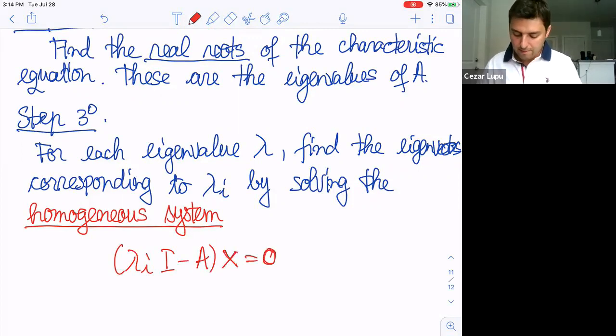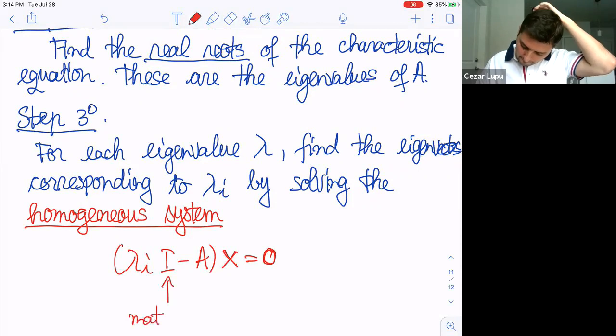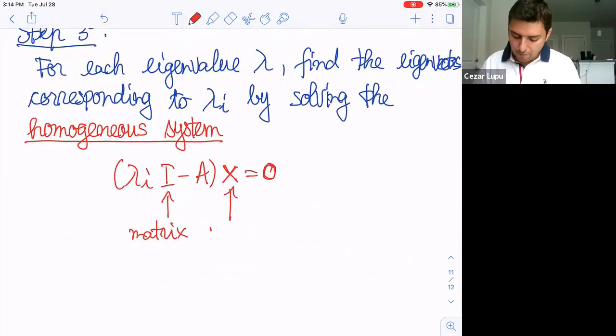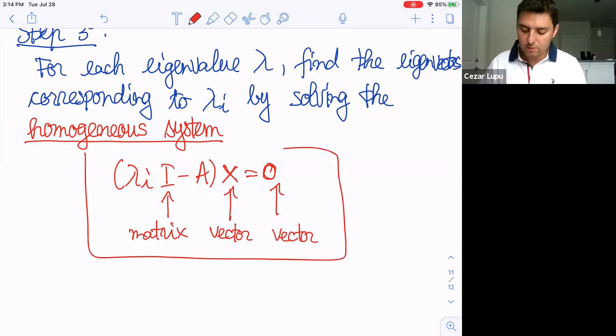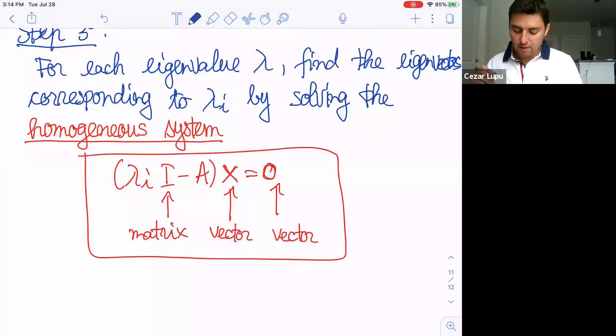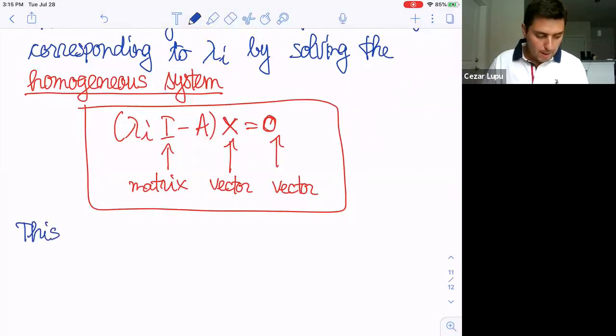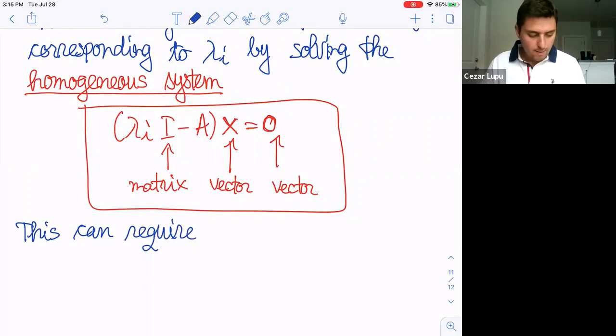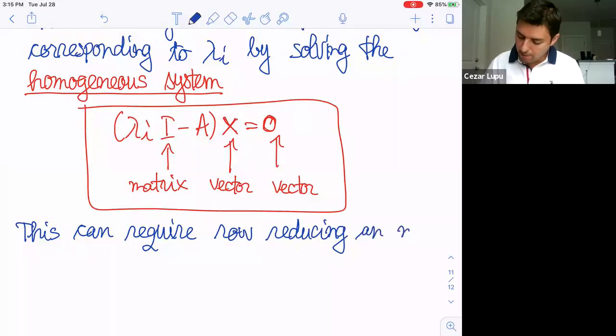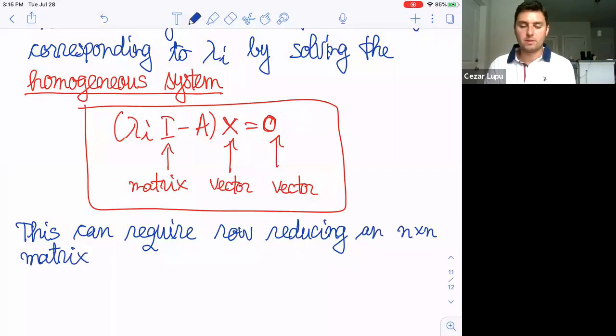This is a vector here, keep in mind. This is a matrix. This is a vector. And of course, this will be a vector, the 0 vector. So that will be the homogeneous system I need to solve, right? And let me be specific here. This can require row reducing an n by n matrix. And God knows how many examples of this kind.